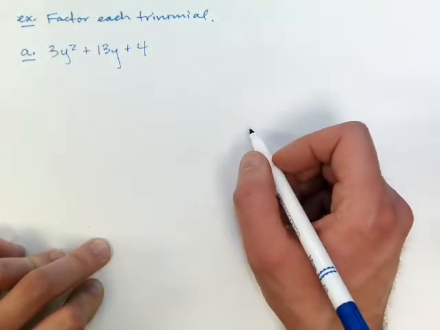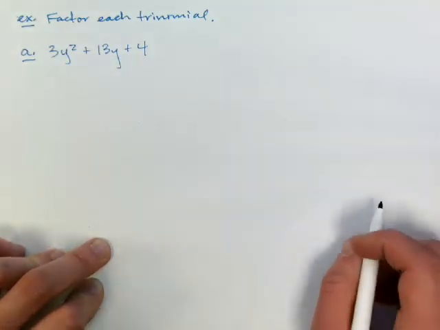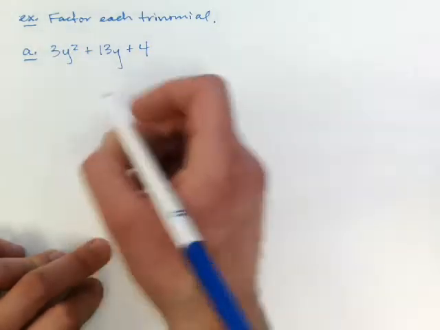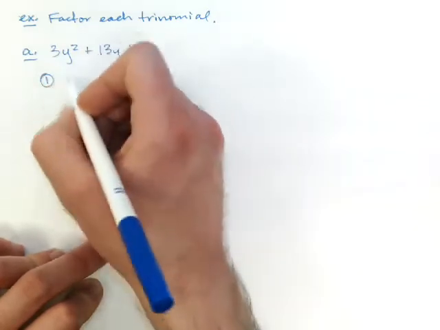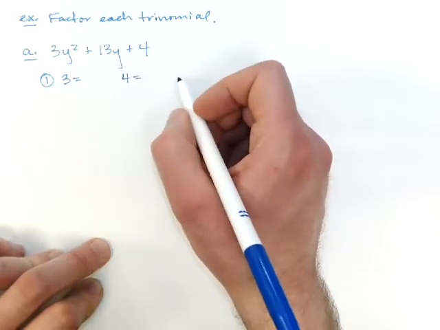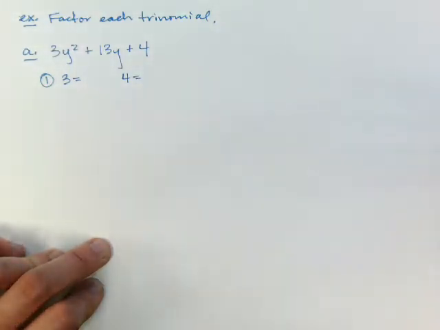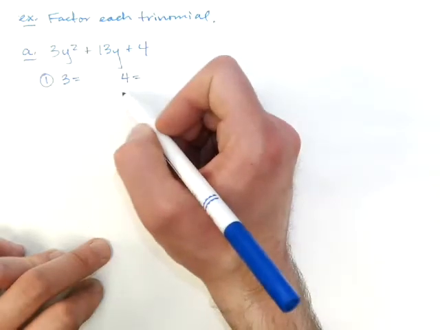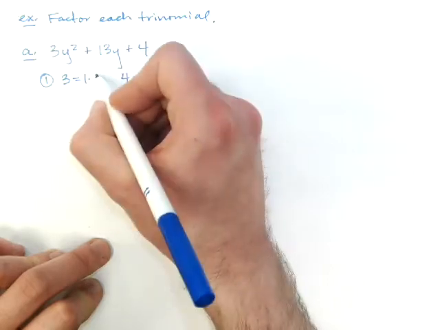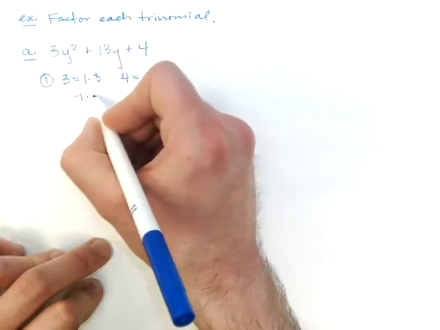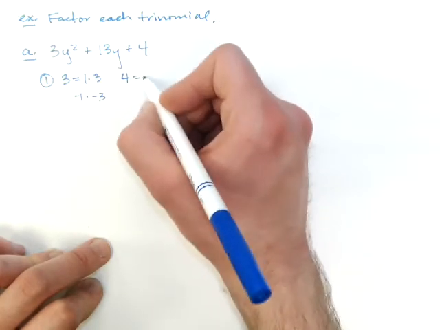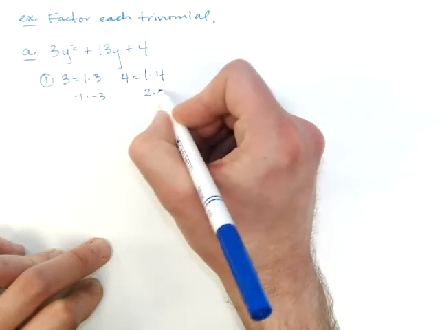So maybe pause the video and try this out on your own. But when you're ready, we need to think about factors of 3, factors of 4, and then see which ones we can put together to create a 13y for the middle term. So 3 pretty much can only be 1 and 3. Could be a -1 and a -3, probably not, though. And then 4, that'd be 1 and 4, maybe 2 and 2.